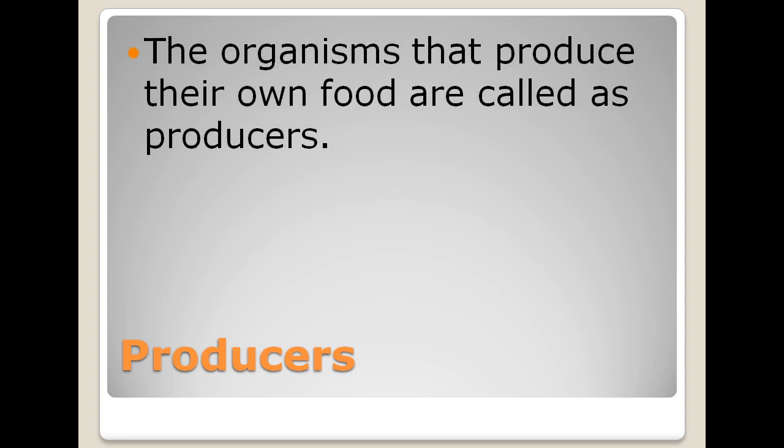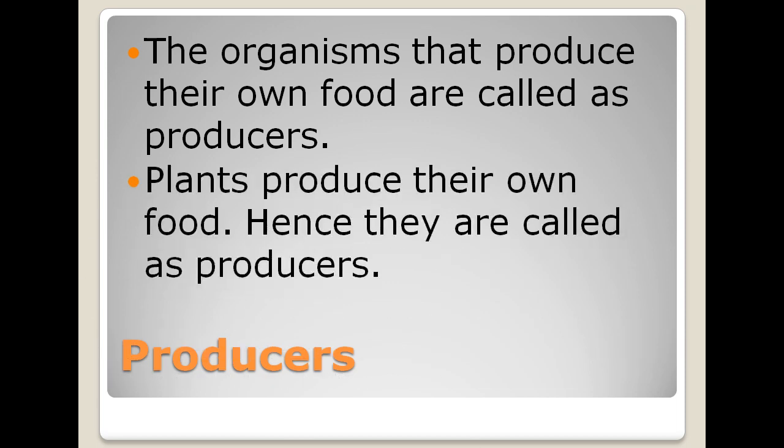Let us see in detail each type of organism. The first is producers. The organisms that produce their own food are called producers. That means plants produce their own food with the help of sunlight, minerals, water absorbed from soil, and the chlorophyll in them, by the process of photosynthesis. Hence, they are called producers.